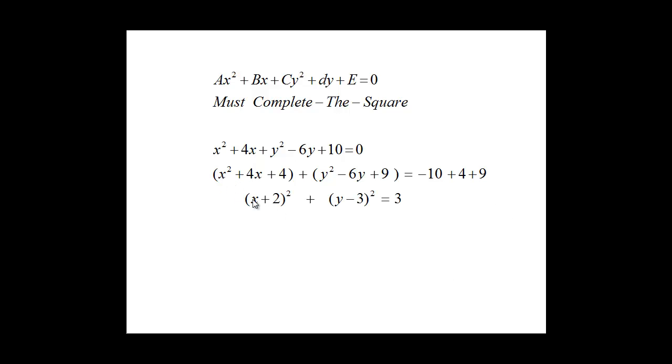square root x, take half of the middle, 2, square root y, take half of the middle, combine these, makes 3. So there you have it. If you want to find the center and the radius, you can. Center, negative 2, positive 3, radius square root of 3.